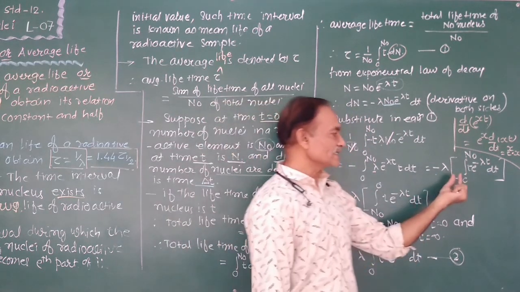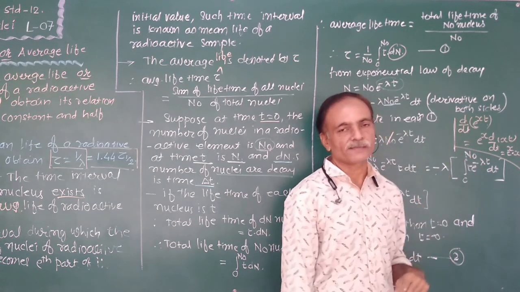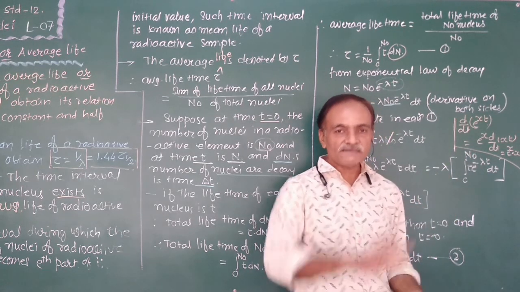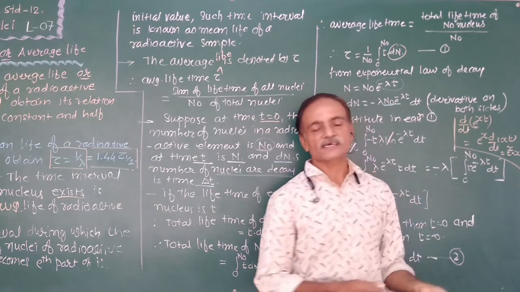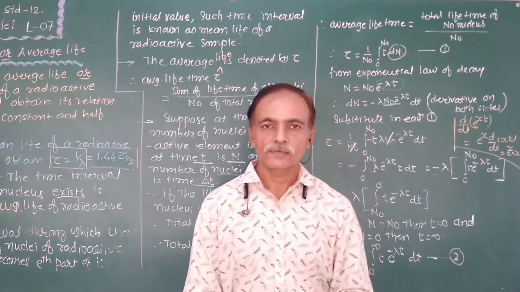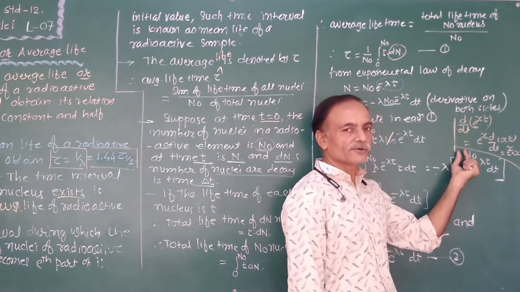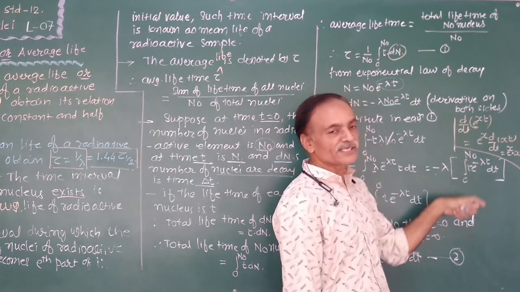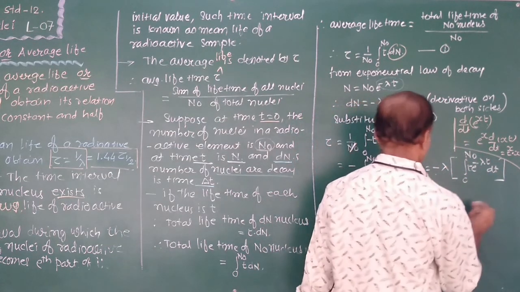Now in an integration there is a lower limit and an upper limit. If we interchange the limits, the value of the integration becomes negative. Here the limit is 0 to n0. If we change it to n0 to 0, that becomes negative in this way.